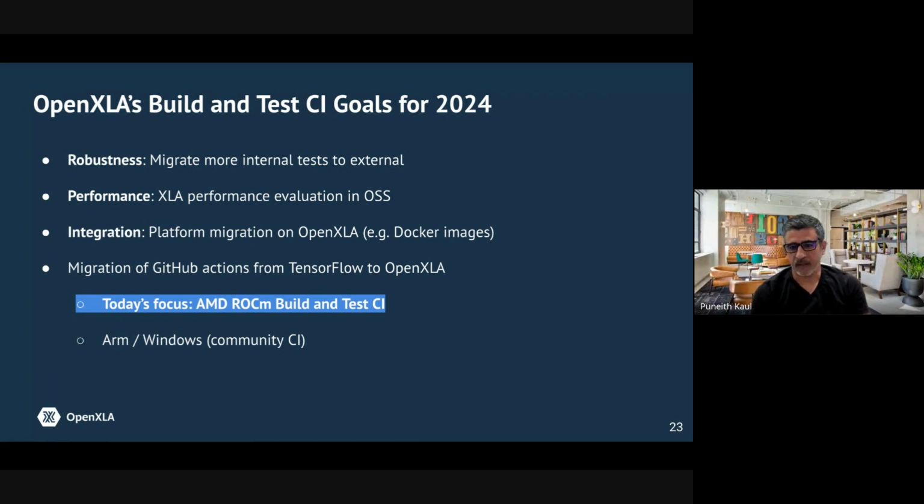And now that we are doing a lot of that stuff on OpenXLA, so doing a lot of migration on OpenXLA itself, so that developers and partners don't trip over the overall flow of these CI systems, and then of course the GitHub Actions which exist in TensorFlow today. For today, the focus is the AMD ROCm build and test CI, and we'll dive a little bit deeper into that with our friends at AMD.